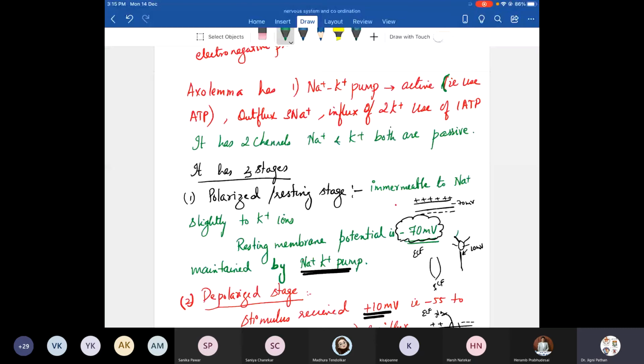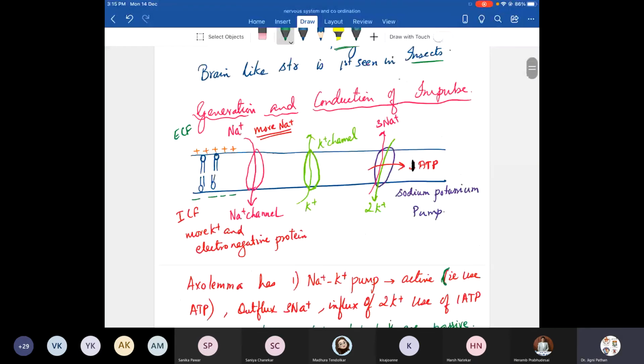So now listen. Axolemma, you know what is axolemma? Look into the diagram. Axolemma is a lipid bilayer. It's a plasma membrane of axon. So that is a lipid bilayer. Outside it is called ECF. Inside is ICF. Outside, lots of sodium. Inside, lots of potassium and electronegative proteins.